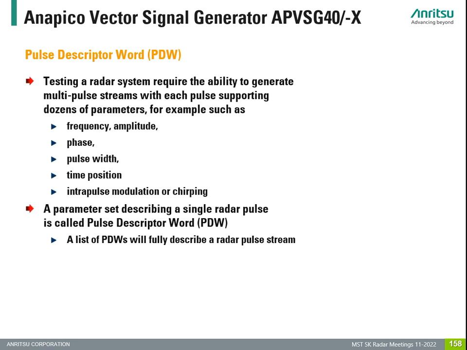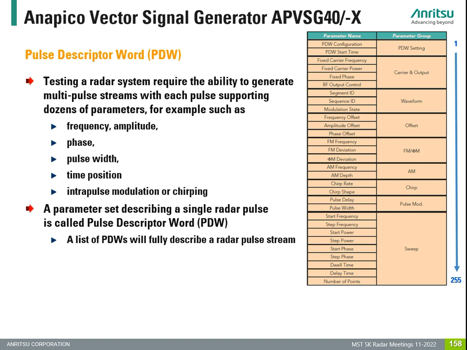So, what are now pulse descriptor words? Think about a comma-separated file format with several columns that contain relevant data to describe a pulse, like pulse duration, pulse repetition frequency, pulse power, timing, etc. Each line of the CSV file represents a so-called pulse descriptor word, also called PDW. A list of PDWs will fully describe a radar pulse stream over time.